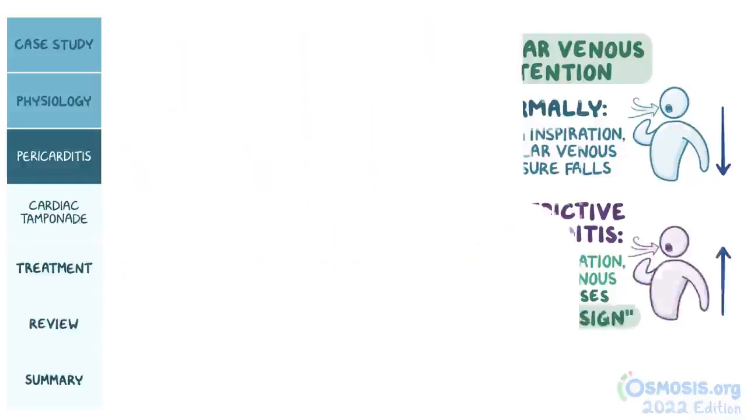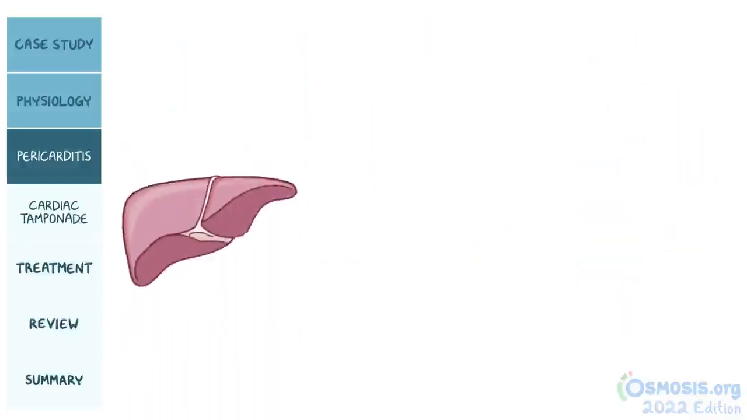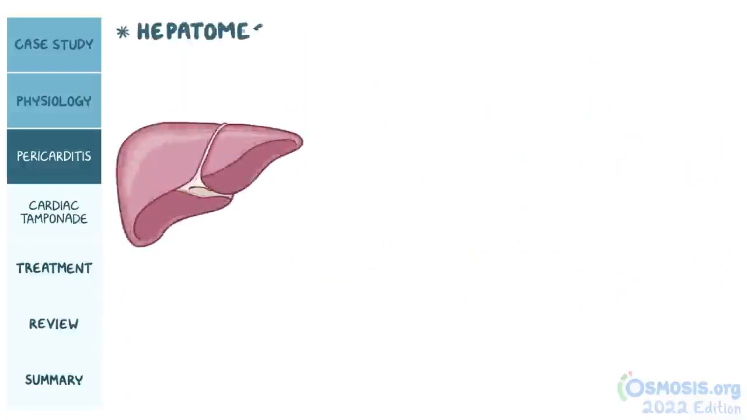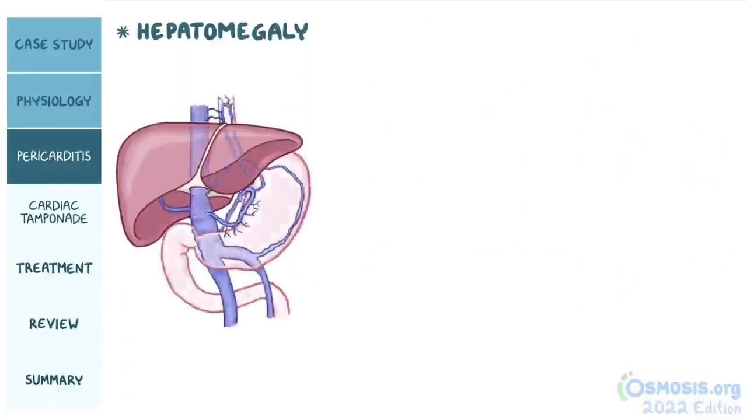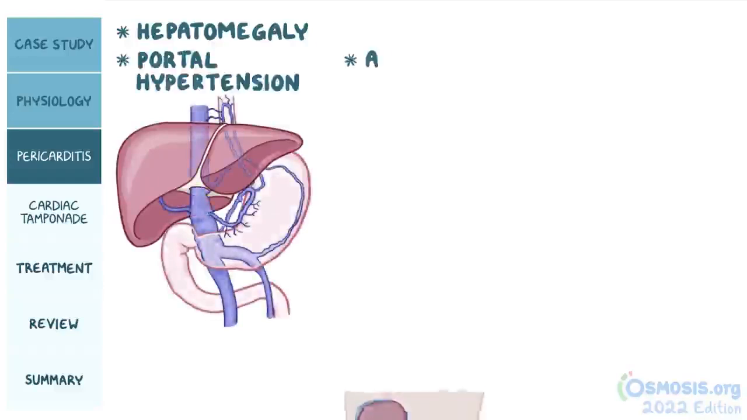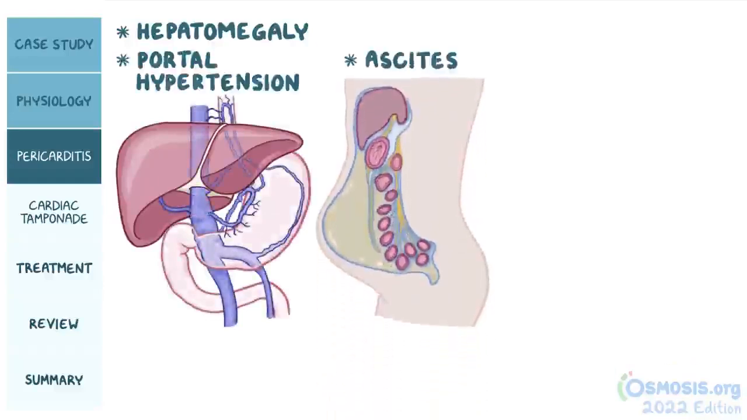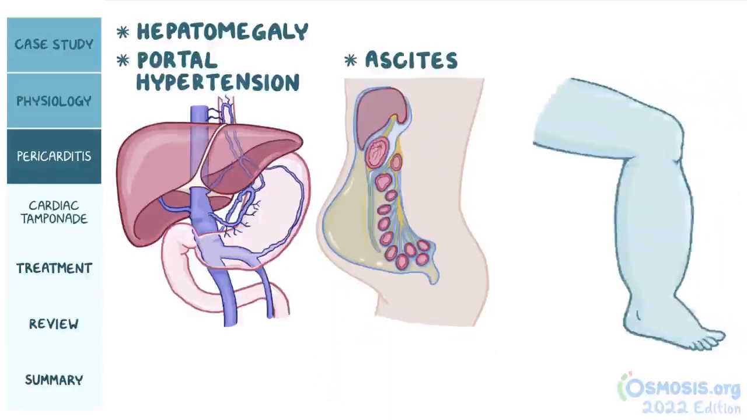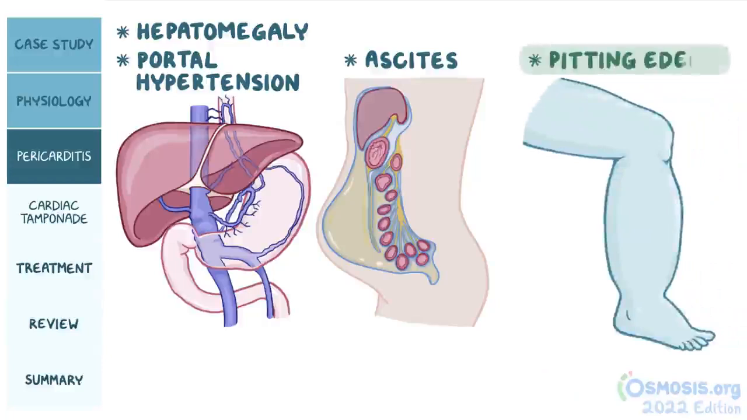Also in the body, when blood backs up to the liver and portal circulation, it causes hepatomegaly, or liver distension, as well as portal hypertension and ascites, which is the accumulation of fluid in the peritoneal cavity. Finally, fluid that backs up into the interstitial space in the soft tissues of the legs causes pitting edema, which means that the tissue is visibly swollen. And when you apply pressure to it, it leaves a pit and takes a while to come back to its original place.